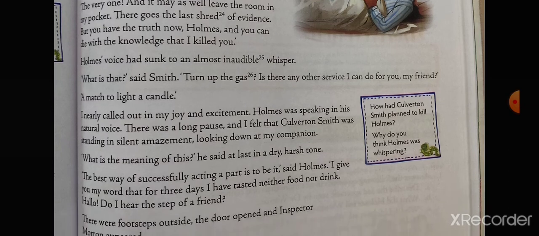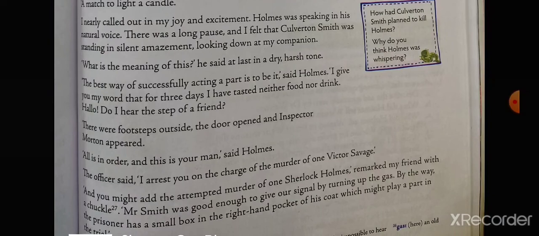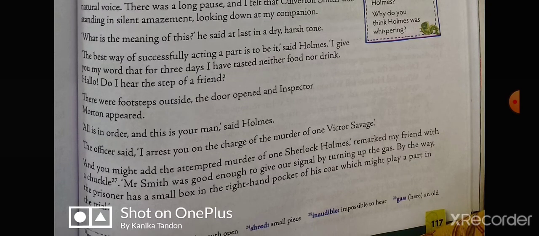All right. I nearly called out in my joy and excitement. Holmes was speaking in his natural voice. There was a long pause, and I felt that Coverton Smith was standing in silent amazement, looking down at my companion. What is the meaning of this? He said at last in a dry, harsh tone. The best way of successfully acting a part is to be it, said Holmes. I give you my word for that, for 3 days I have tasted neither food nor drink. Hello, do I hear the step of a friend? There were footsteps outside, the door opened, and Inspector Morton appeared. All is in order, and this is your man, said Holmes.